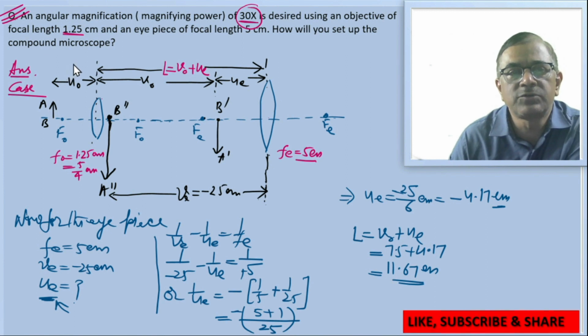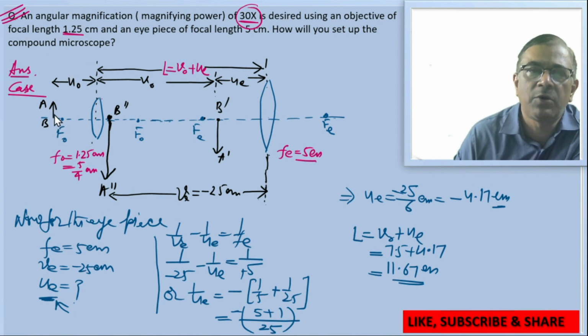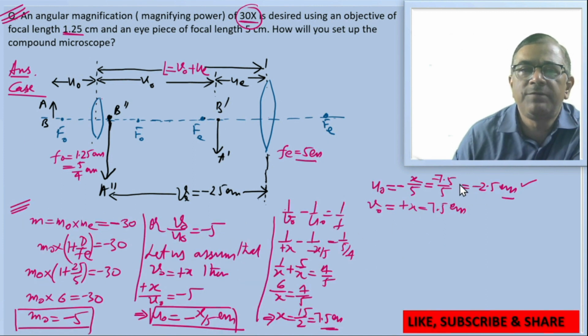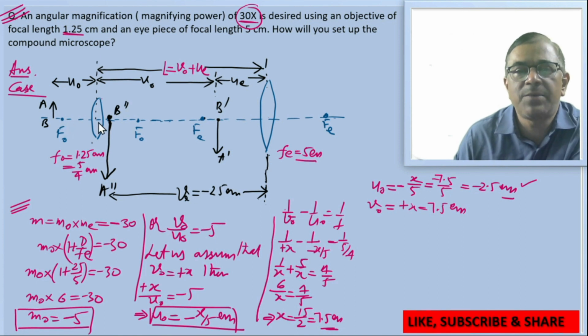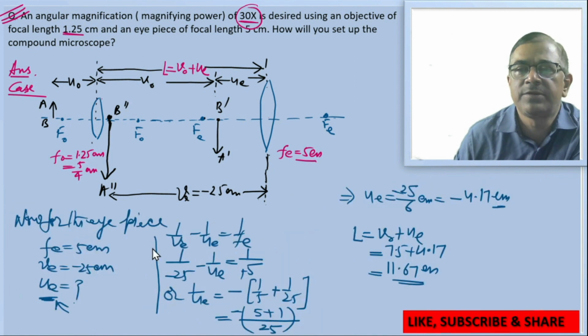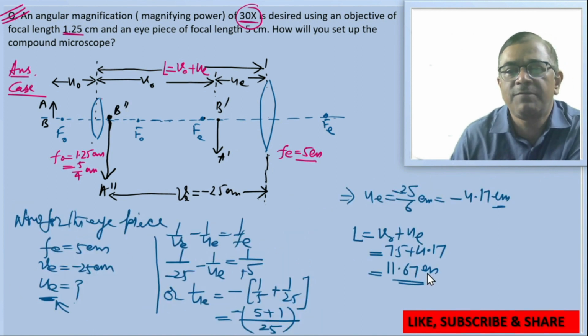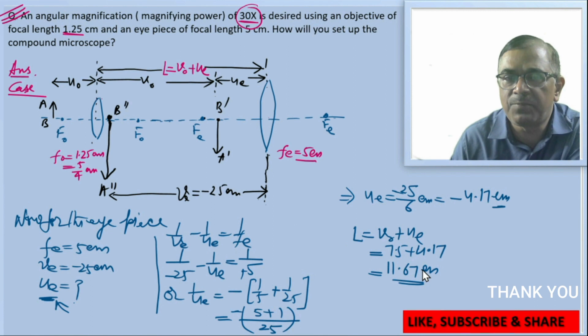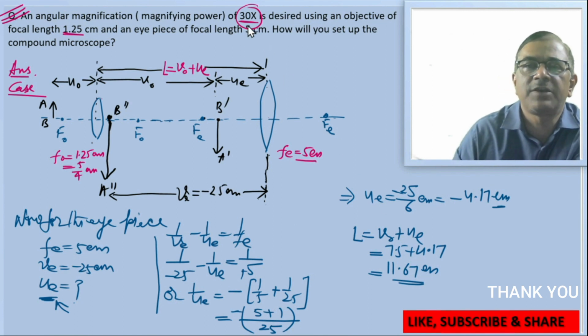So let's come back to the problem, how really the compound microscope should be set up. The compound microscope should be set up by placing the object at a distance 2.5 centimeter away from the objective lens, as well as the separation between the two lenses should be equal to 11.67 centimeter. If we could manage this, then the compound microscope will have the magnification equal to 30.